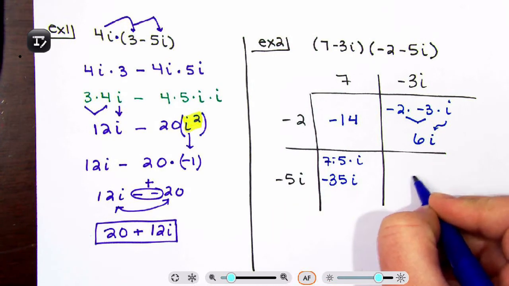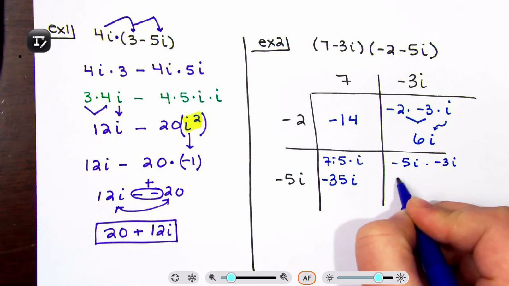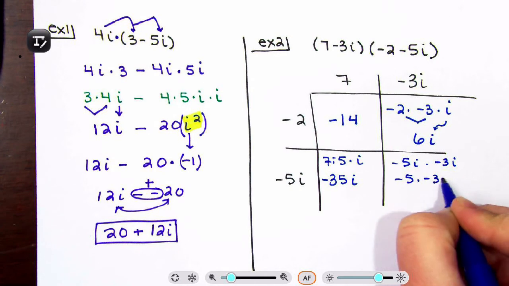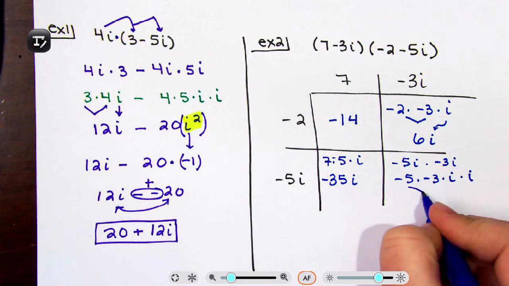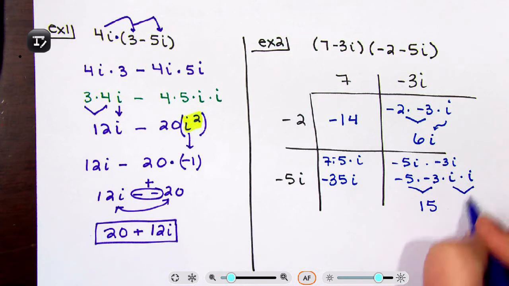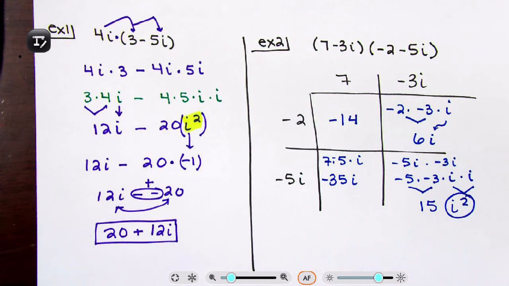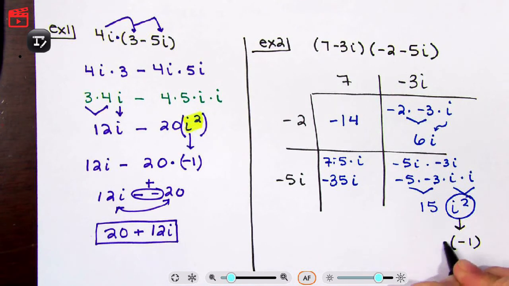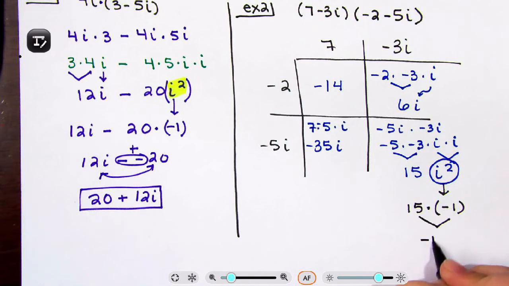And then this one here, I have negative 5i times negative 3i, so that means negative 5 times negative 3 times i times i. The numbers go together, the i's go together. It means I have a positive 15. I also have i squared. But again, anytime you have i squared, what do you actually have? You actually have a negative 1. So that means you have here a 15 times negative 1, which is a negative 15.